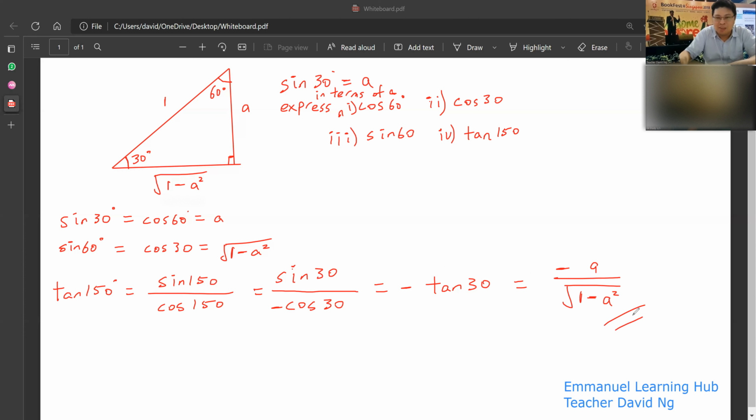Okay? Very common question in exam. Your school is capable of setting this kind of question. That means you need to know how to twist and turn your stuff. They can ask a lot of questions. They can ask part 5. Because your 30 degrees is pi over 6, correct?